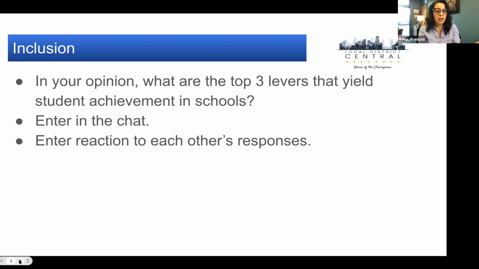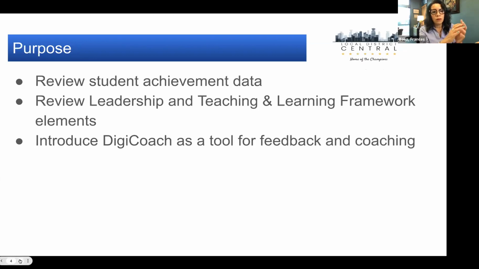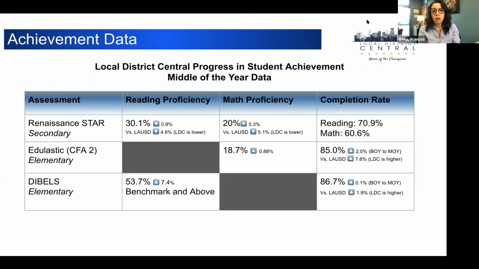So I want to share some data to also establish the purpose. Today I will share some student achievement data, review the leadership and teaching and learning framework elements, and introduce digiCOACH. So this is where we currently are. If we were to take a snapshot of how our students are performing in our progress monitoring tools and Renaissance, we're currently at 30% proficient in reading for our grades 6 through 12 students. And in elementary, we're at 53.7%.